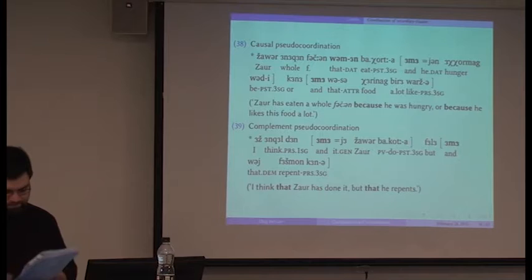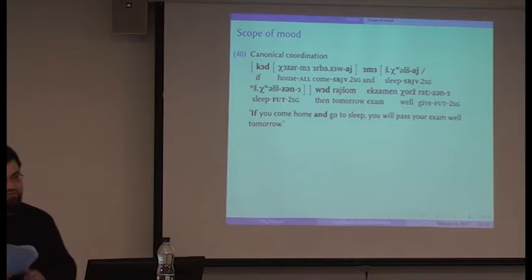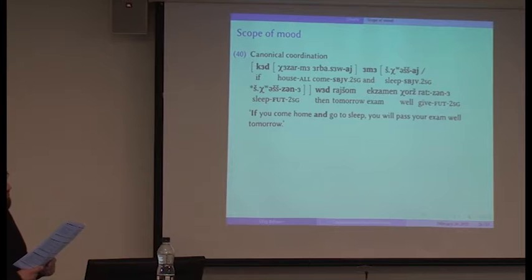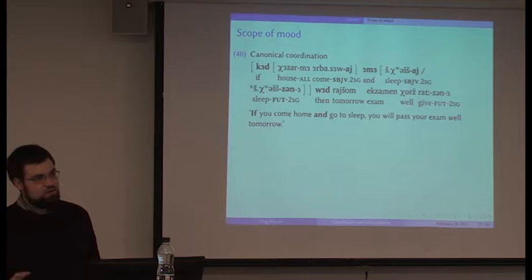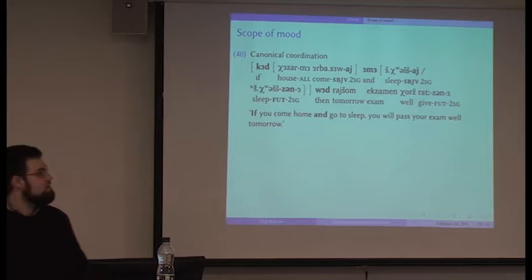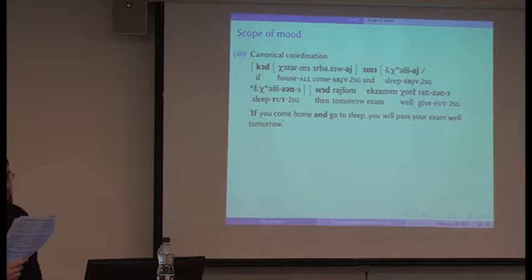Now let's take a look at more abstract features. And here we finally find certain mismatches between the two constructions and coordination. So in 40, we see that in the canonically coordinating construction, if some external construction such as a conditional clause assigns mood features to the sequence of coordinate clauses, the mood feature must be assigned to both of them. You cannot assign it to the first conjunct and omit it from the second conjunct. So in 40, we have: if you come home and go to sleep, you will pass your exam well tomorrow.